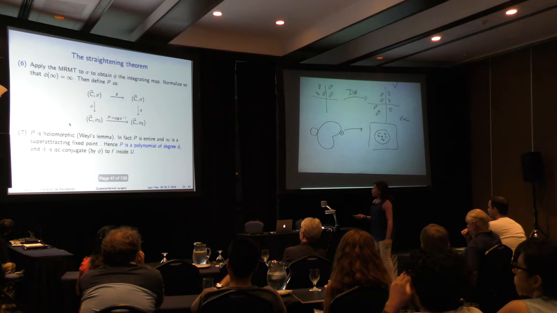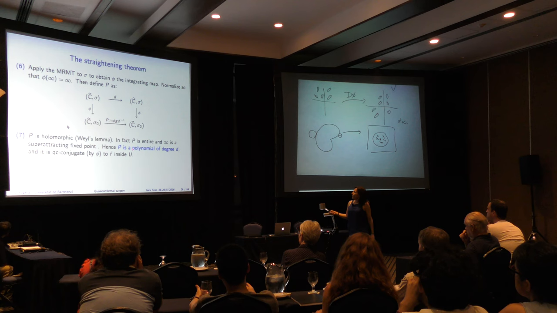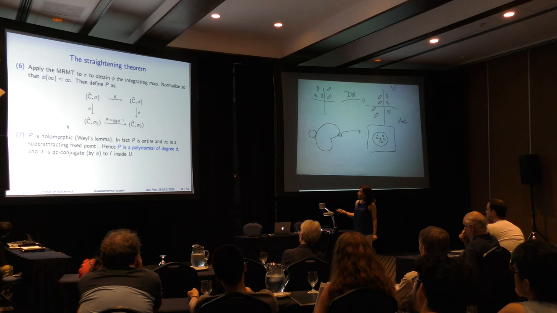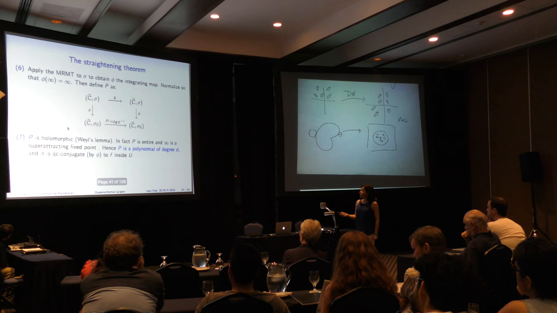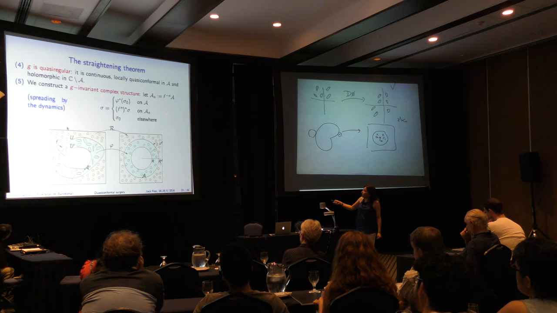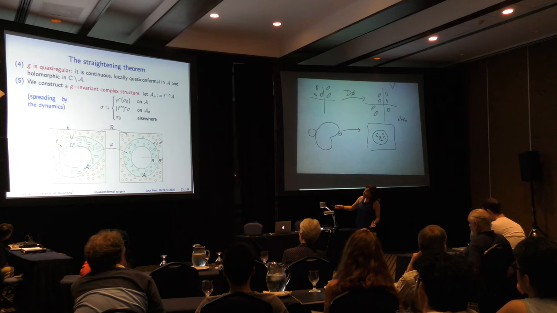So in this case, this map is holomorphic, that we know always. In fact, it's entire, so it's holomorphic in the whole plane. And infinity is a super-attracting fixed point. Why? Because look what we glue. We have glued z to the d, and z to the d indeed has infinity as a super-attracting fixed point. And also, basically on this basin, so outside of u, everything is holomorphic.